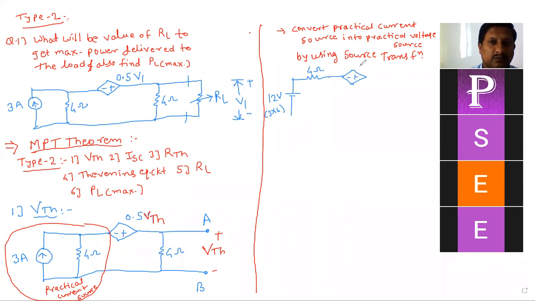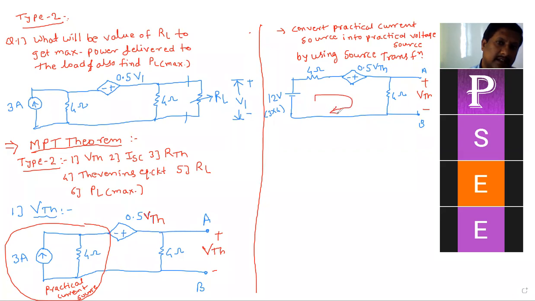Then this is plus minus 0.5 VTH. Then this is the 4 ohm, and the voltage across 4 ohm is nothing but VTH. Now this becomes a series circuit. I don't know the current in it, but there will be only one current. I will take that current as I. According to this 12 volt, it will flow in a clockwise direction, or from this plus minus you can take the direction of I as clockwise.